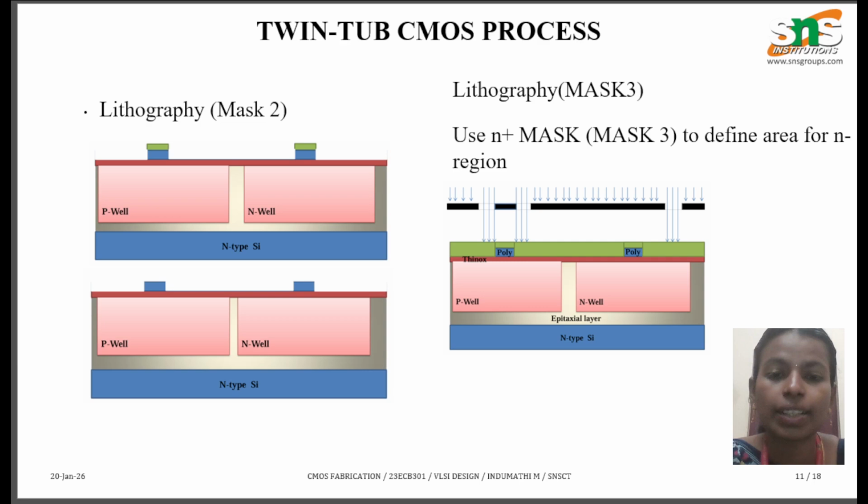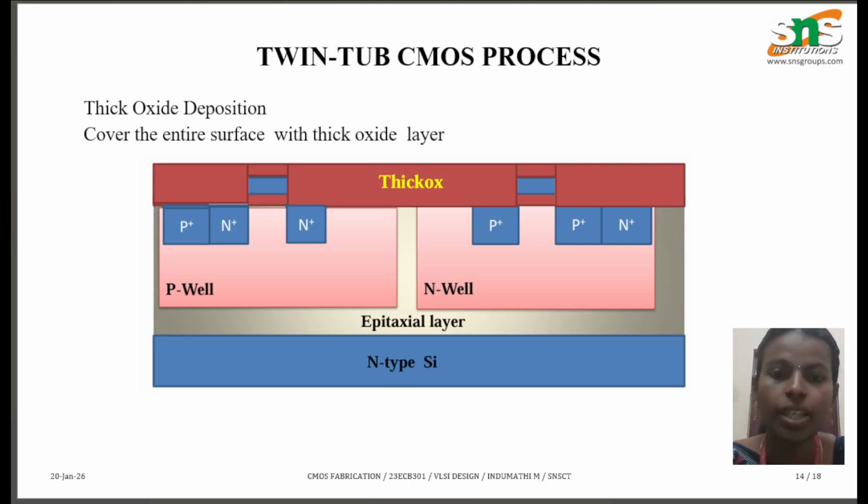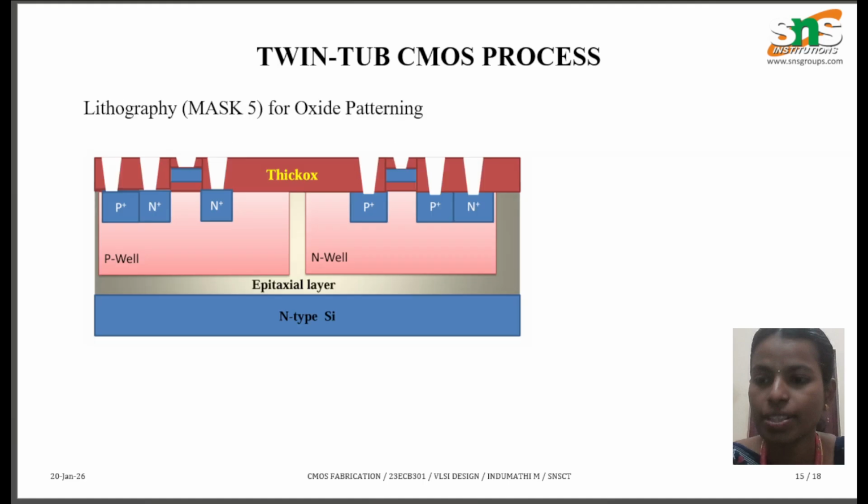Gate formation again. For NMOS in the P well, N plus is diffused for source and drain, and for PMOS, that is in the N well, P plus is diffused for source and drain. Your last step is metallization and interconnects. Here contact windows are opened, aluminum copper is deposited, and interconnections are patterned.